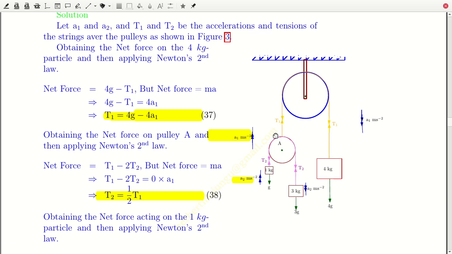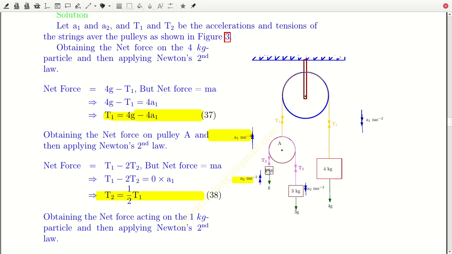Similarly, this particle of 3 kilograms is moving downwards. So its acceleration will be given by A2 minus A1, because the particle will move downwards, but at the same time the pulley system is being moved up. So there are two accelerations, A2 minus A1, and we have to take both of them into consideration.